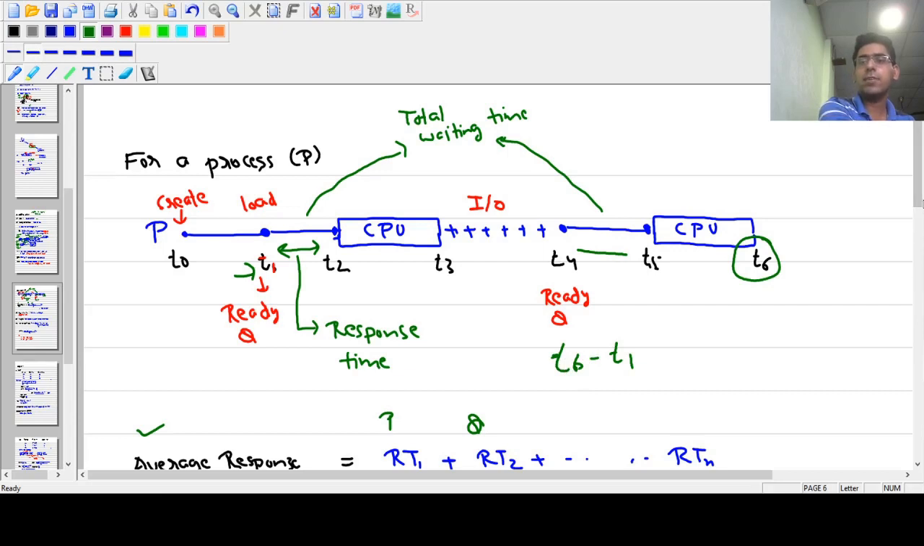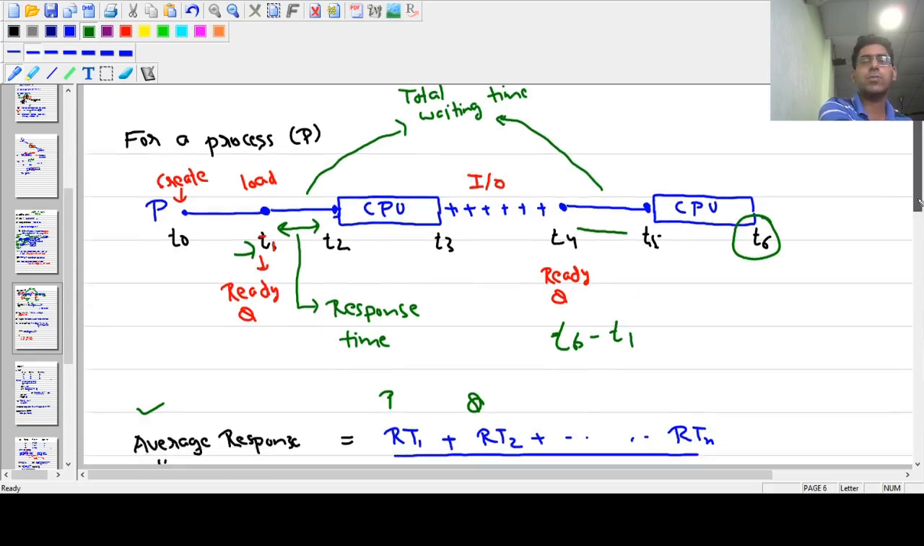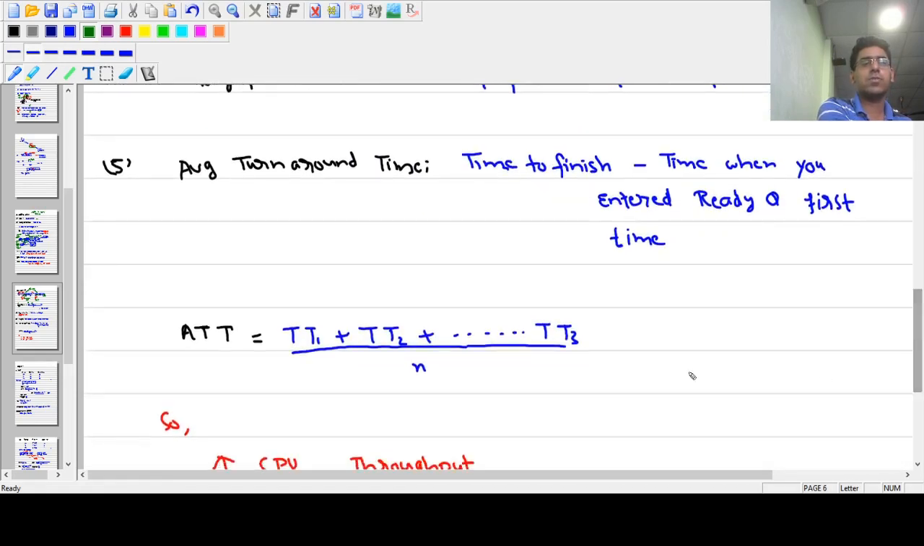So average turnaround time will be the sum for process P, process Q, process K, and all the processes, upon N, where N is the total number of processes. So for process 1, process 2, up to process N, upon the total number of processes.